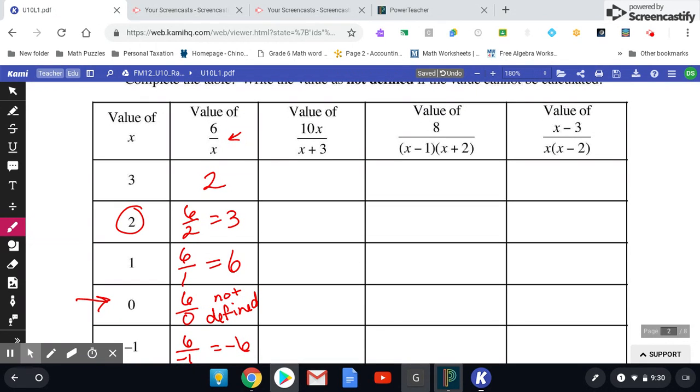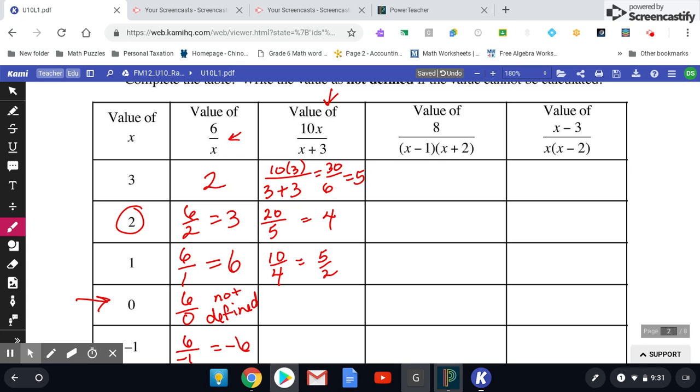What if it looks like this with a 10x and an x plus 3 in this column? Let's go through and do this column. Well, if x is 3, we're going to have 10 times 3 over 3 plus 3. Now I'm just replacing the x everywhere with this value of 3. So that becomes 30 over 6, which is 5. Not a problem. How about 2? Well, we would get 20 over 5, which would be 4. If x was a 1, I would have 10 over 4, which is 5 over 2.